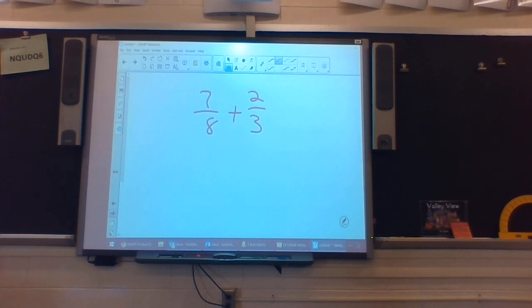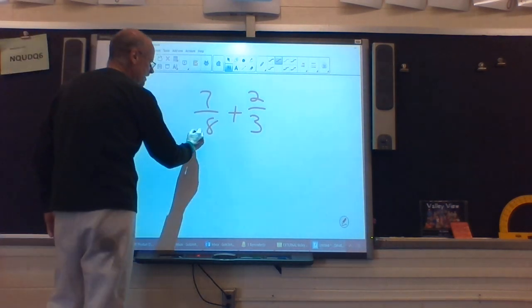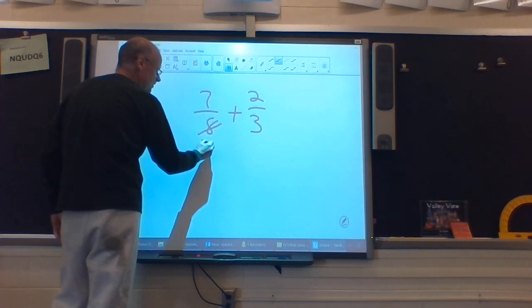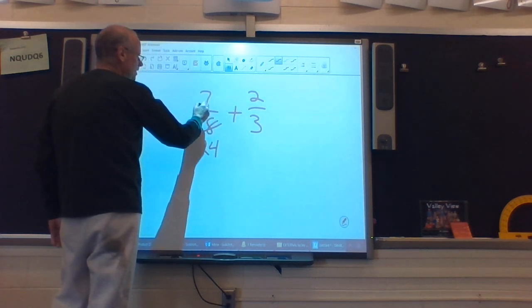No. So double that 8. Does 3 go into 16? No. So let's do triple 8, 24. Does 3 go into 24? Yep. These both go into 24. So I'm going to change this into 24 by multiplying by 3. Whatever I do at the bottom, I have to do at the top.